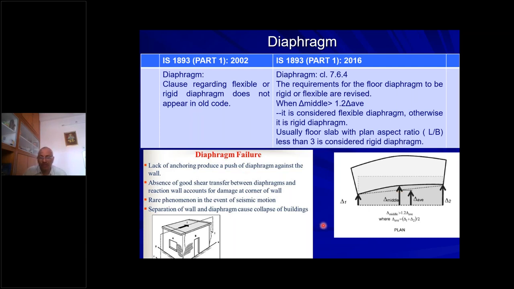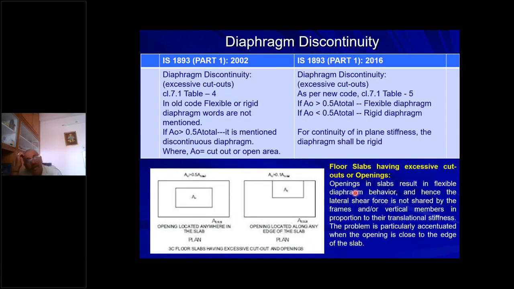Okay, so this is the way the diaphragm effects have been brought into the code of practice in the 2016 version. Similarly, diaphragm discontinuity, that is excessive cutouts. Normally, for taking the lifts or whatever it may be, you will make some cutouts in the diaphragms. In the old code, flexible or rigid diaphragm words are not mentioned actually. But there was a small provision: whenever the cutout area is more than 50% of the total area of the diaphragm, it is to be mentioned as a discontinuous diaphragm. That's what is given in the old code of practice, that's all. But here they have made it slightly more elaborate.